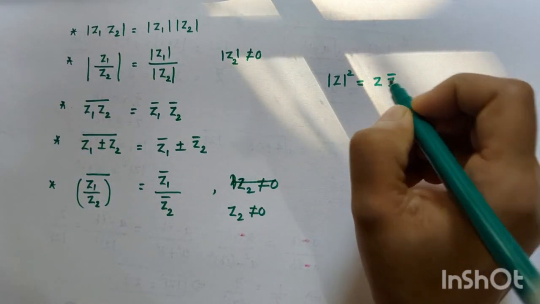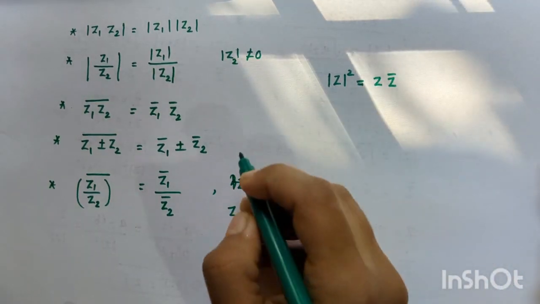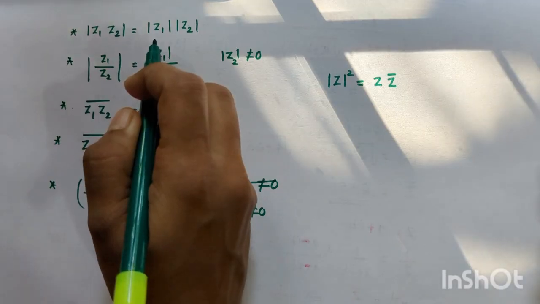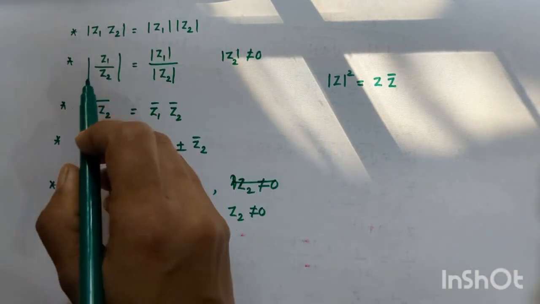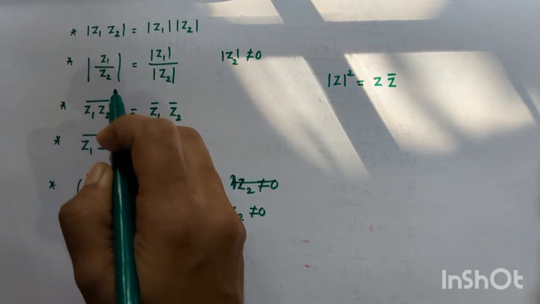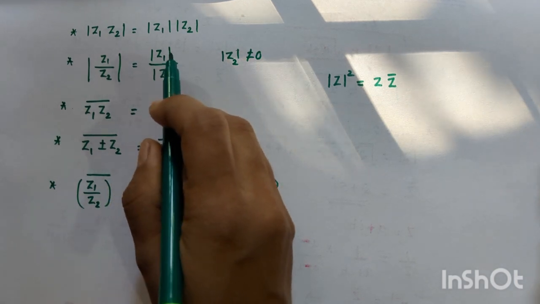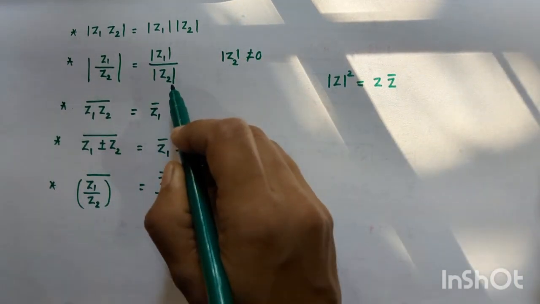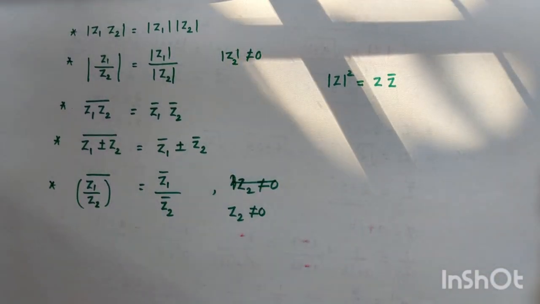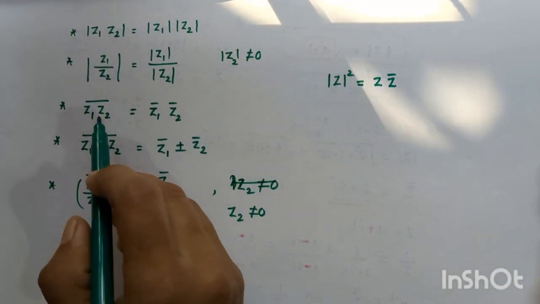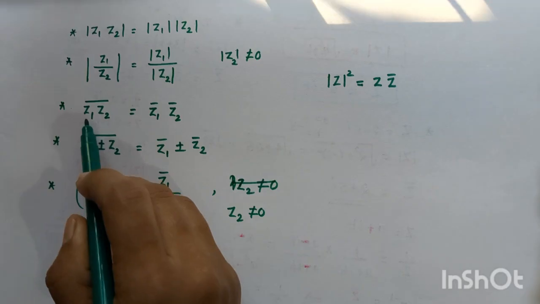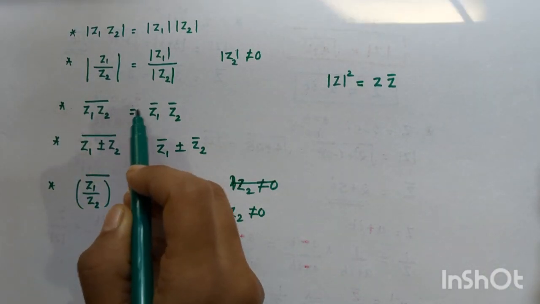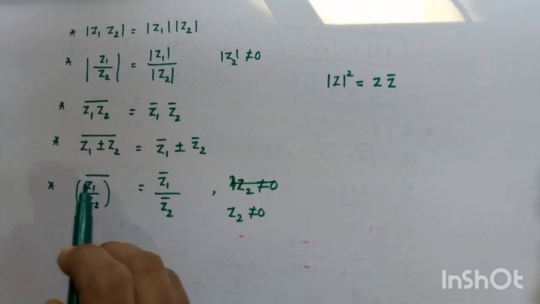Similarly, for any two complex numbers z1 and z2, we have modulus of z1 into z2 is equal to modulus of z1 into modulus of z2. Then modulus of z1 divided by z2 is equal to modulus of z1 divided by modulus of z2, provided modulus of z2, which is in the denominator, is not equal to 0. Similarly, the conjugate of z1 into z2 is equal to conjugate of z1 into conjugate of z2.